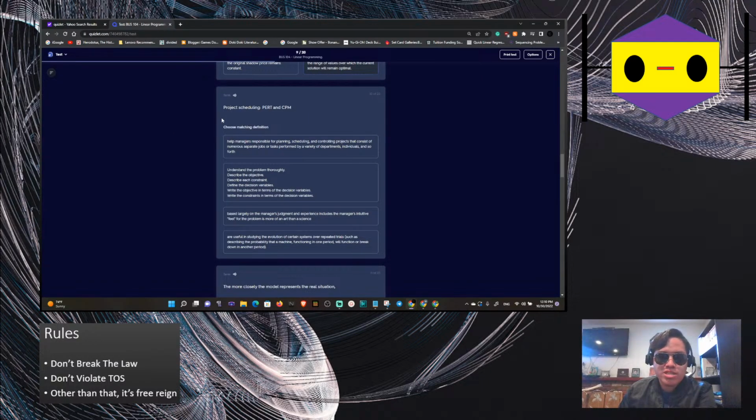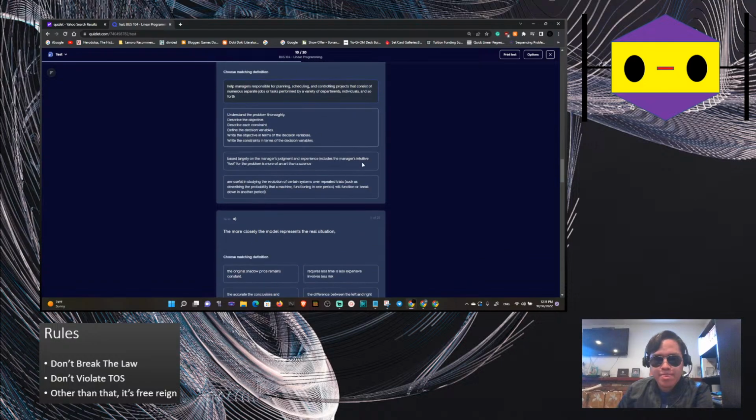Choose matching definition. What is project scheduling for PERT and CPM? I forgot what PERT stands for. I've seen that before. I don't remember what PERT was. Maybe it has to do with the charts. Help managers responsible for planning, scheduling, controlling projects; consist of understanding problem thoroughly; based largely on manager's judgment; useful in studying evolution of certain systems. I'm gonna go with A. Yeah, sure.